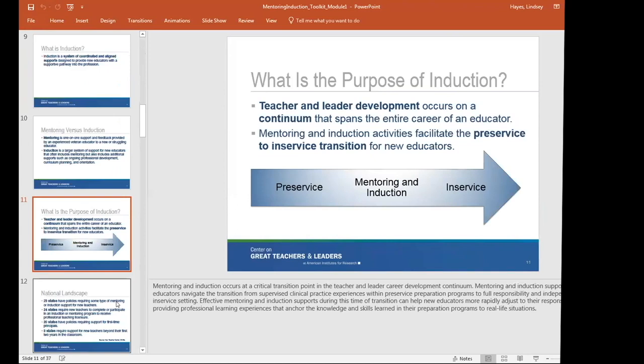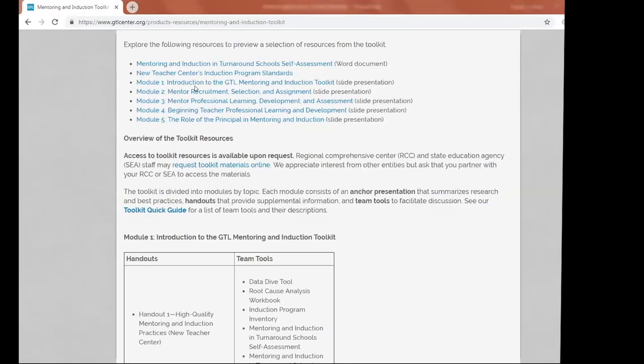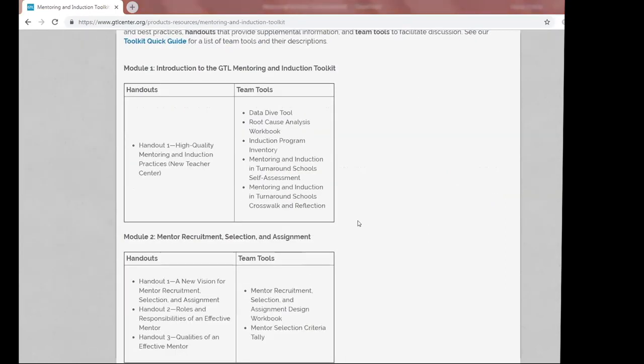I should note that these anchor presentations contain full sets of speaker notes. All of our citations are in there, so this is intended to be a take and turnkey resource if there is a need for some knowledge building around particular components related to mentoring and induction. In addition to an anchor presentation for each module, which can be accessed here by clicking on these links for the slide presentation, there are also associated handouts and team tools with each module. So you can see beginning here, there is a list of the associated handouts and team tools by module. This is really where I think the meat of the toolkit is. These team tools are activities that are intended to be undertaken collaboratively between states and districts to really think through designing high quality components within mentoring and induction programs.